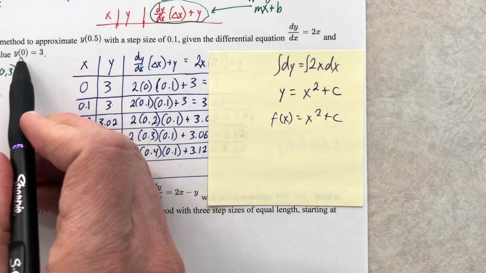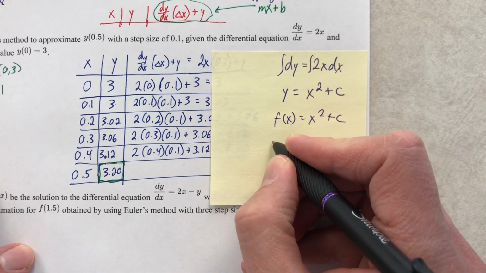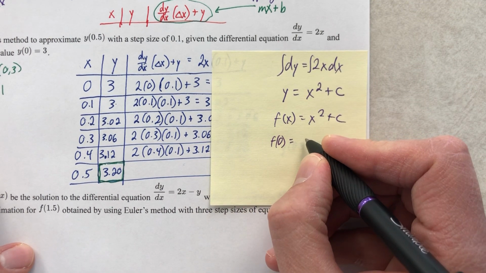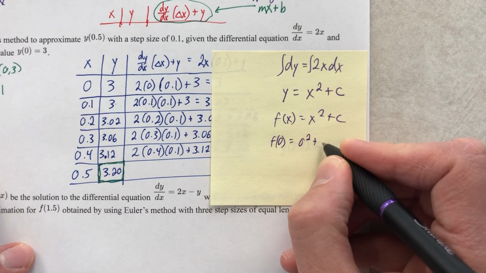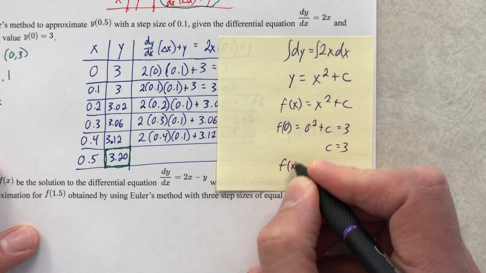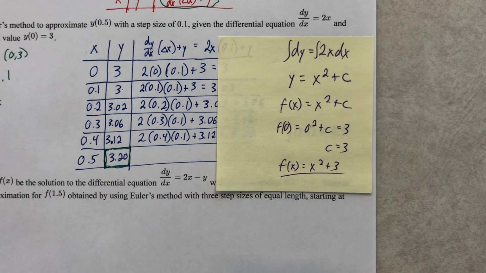And then we could plug in 0, 3. See, it's going to work. It's going to be beautiful. So we would be like f of 0 equals 0 squared plus c, and that would equal 3, so c equals 3. So our function, like final answer, would be x squared plus 3. Yay, found it. That's great.